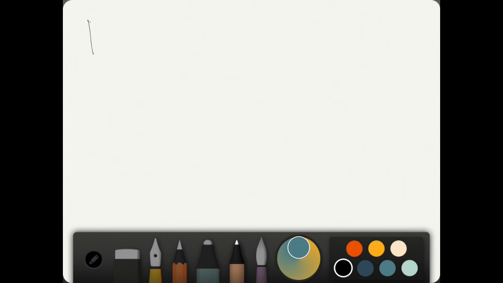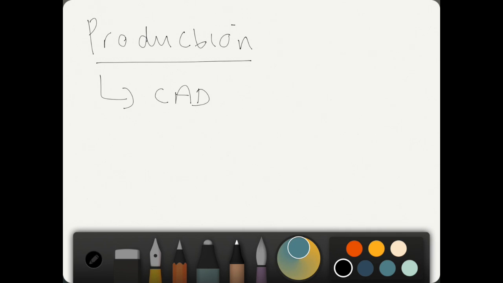Okay, now we've also had big developments with ICT in terms of production. So not just communication, but also in terms of production as well, because we've got things like CAD. That stands for computer aided design, and that's where you actually use a computer to help you edit and test your designs before you actually make them.